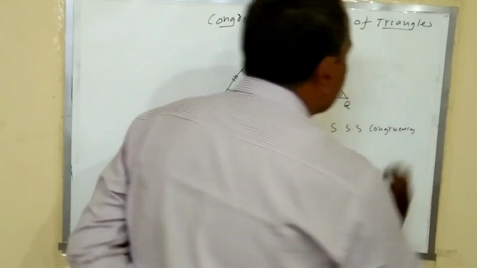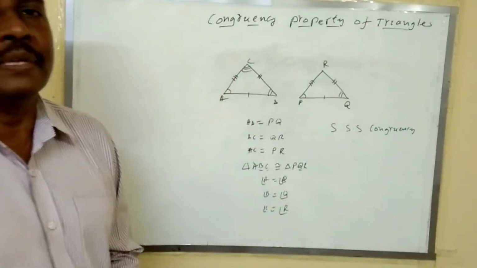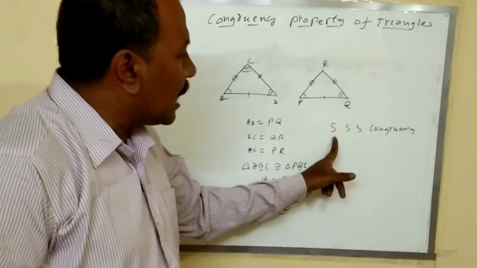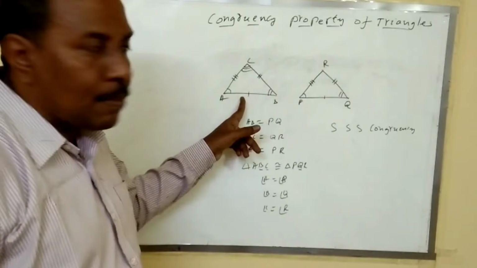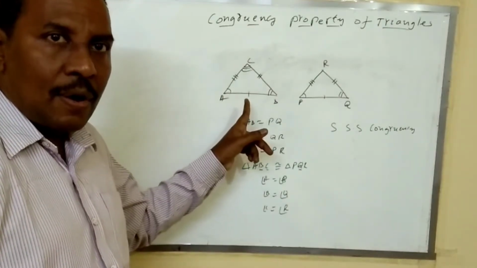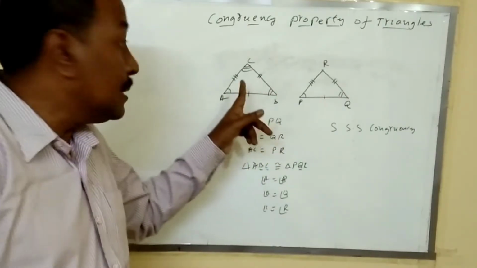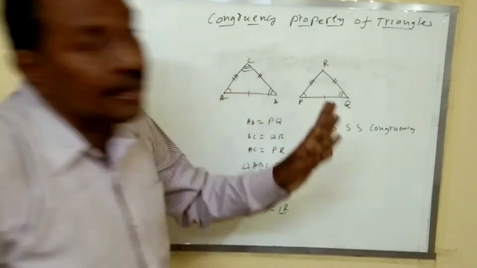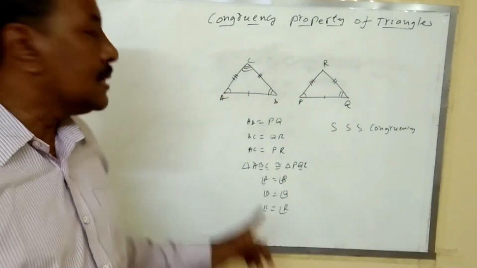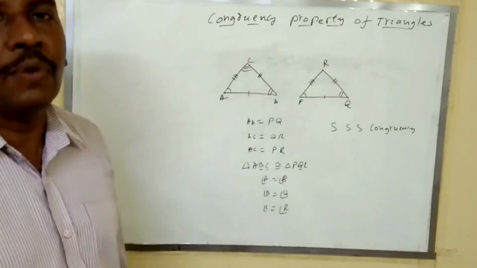This is called congruency. We call it side. The corresponding sides of one triangle are equal to the corresponding sides of another triangle. So you can say that the two triangles are congruent.